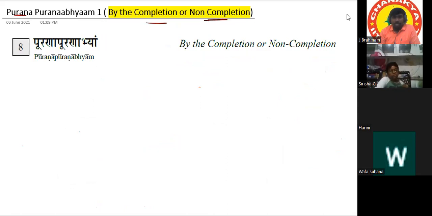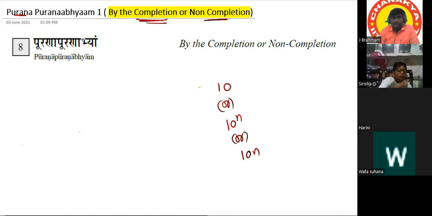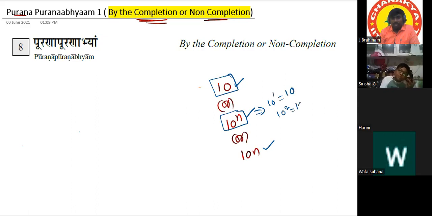Completion means, in Vedic terminology, making any number or any digit as 10 or 10 powers or 10 multiples. What is meant by 10 powers? 10 power 1 is how much? 10. 10 power 2, nothing but 10 square, that is 100. 10 power 3, nothing but 1000. In that way, these are the 10 powers. 10 power 4, 5, 6, 7 means 10,000, 100,000. These are the numbers, 10 powers.